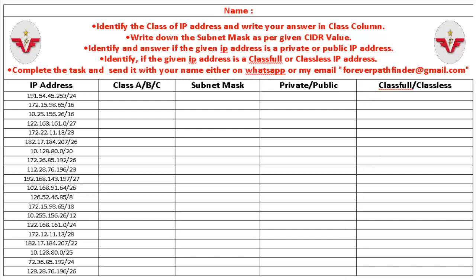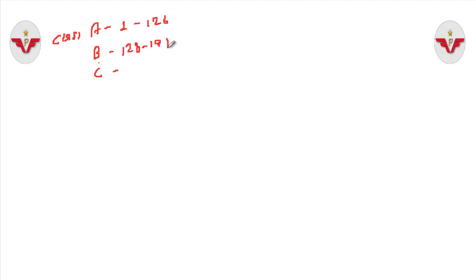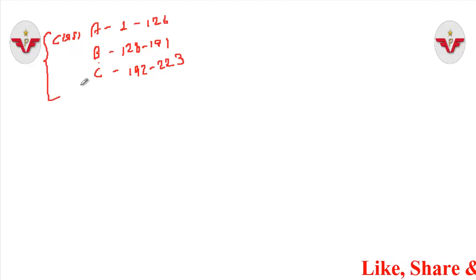The very first thing I am going to explain once again is class A, B and C. The range of class A, B, C is in the first octet. If the value is between 1 to 126, it is class A. For B, it's 128 to 191, and for C, it is 192 to 223. So this is the complete range of class A, B and C.